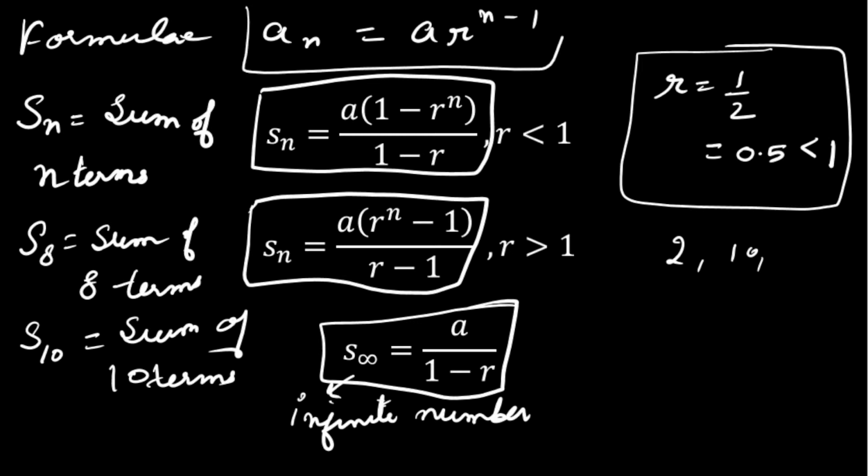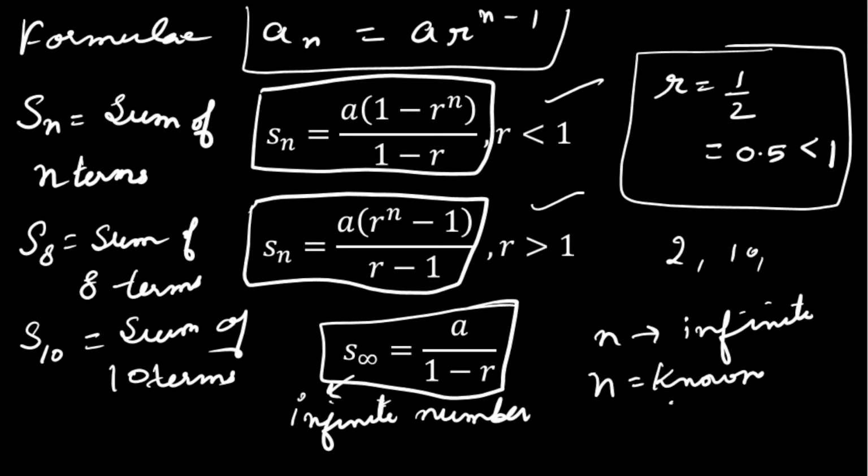The first formula is of An, then Sn. Three types of formulas are there: when R is less than 1, when R is greater than 1, and when the number of terms is infinite. A GP can be finite or infinite. If the number of terms is infinite, it is an infinite GP. If the number of terms is finite, it is a finite GP. Finite means we know the number of terms, like the sequence has 10 terms or 20 terms. When we know the value of n, the sequence is finite.